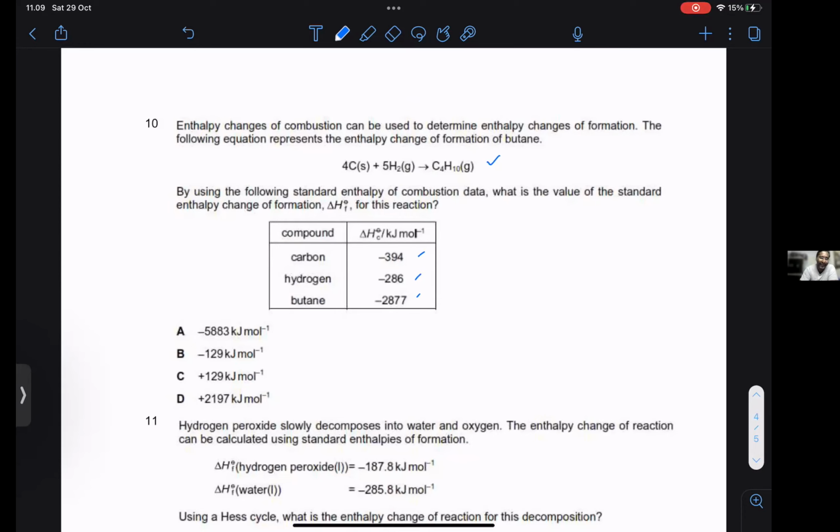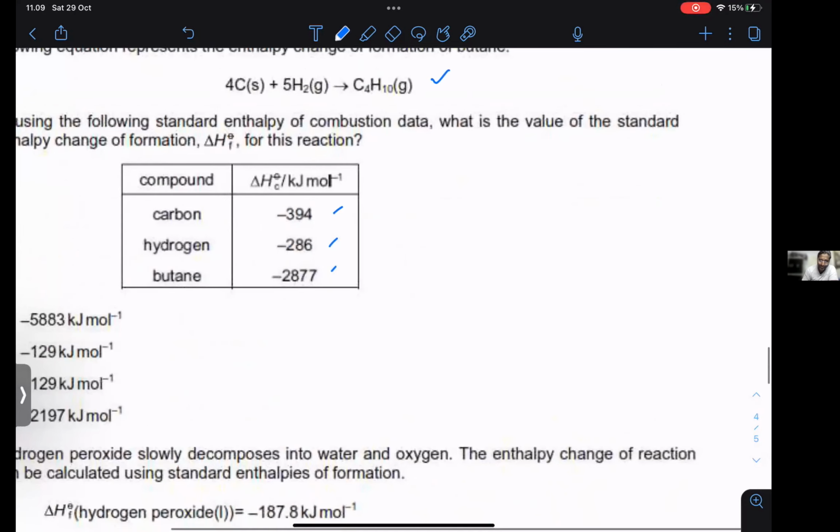The best method that I will suggest is going to be rearranging, combustion to find formation. But let's say every formation is given and you need to find something, then my method will be very useful. In this case, the best method is rearranging. So carbon plus oxygen gives carbon dioxide, hydrogen plus oxygen gives you water. So this one will be half.